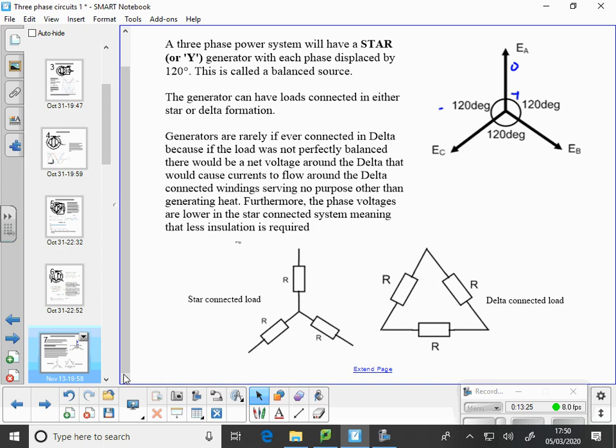The reason being is, if you had a perfectly balanced load, all would be okay. But if it isn't balanced, what you'll start to get is, with a delta generator connected to an unbalanced phase load, well, it's difficult to achieve. You'll end up with currents that just flow round the delta and just heat the windings up. That's not what you want. So generator connected in star, and all the generator diagrams I put on the board will have the generator connected in star.